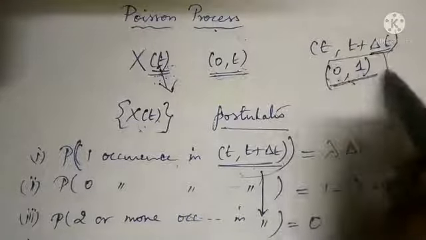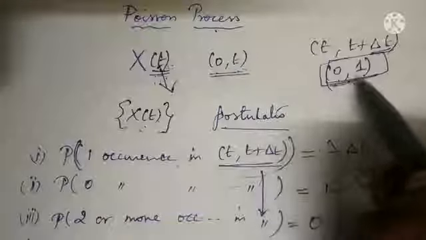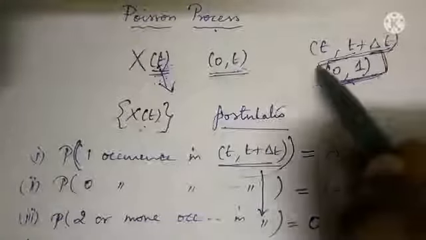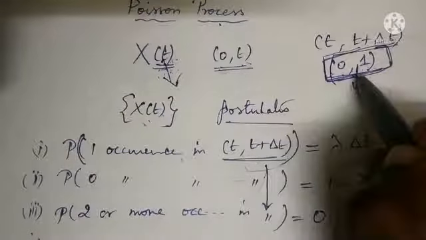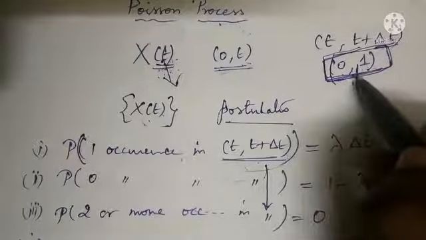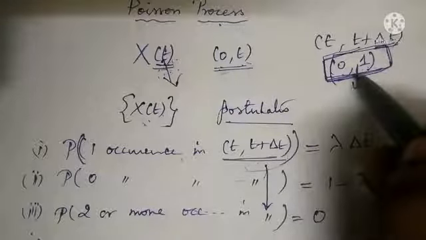A very small interval, right? When you find the duration, it is very small. The duration is small here, okay? So there may be 1 arrival in this interval or maybe 0 arrivals in this interval. There may be no occurrence in the interval or 1 occurrence in the interval.